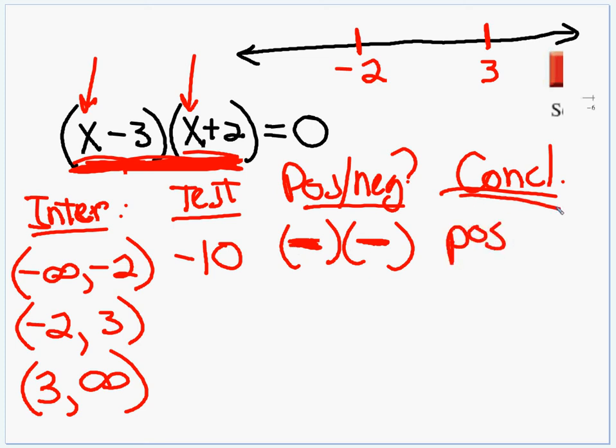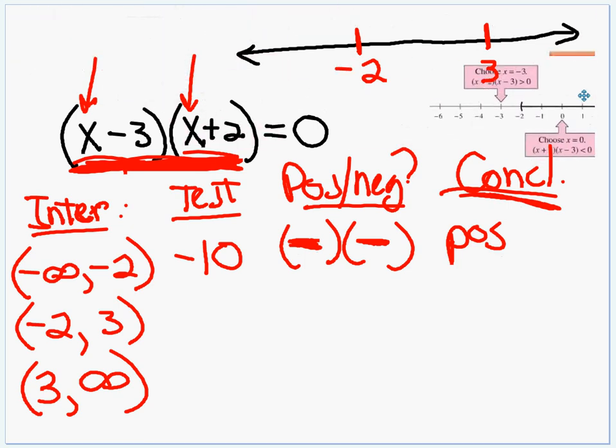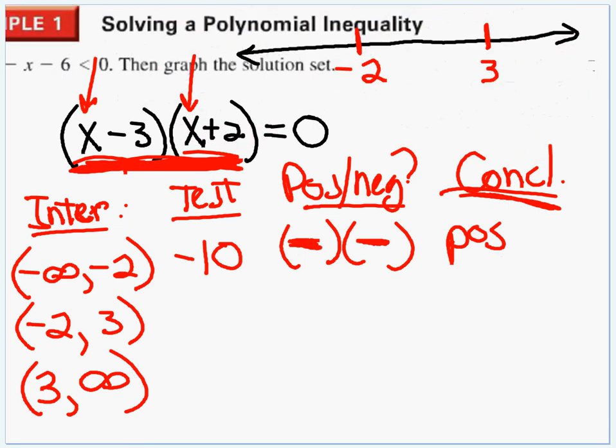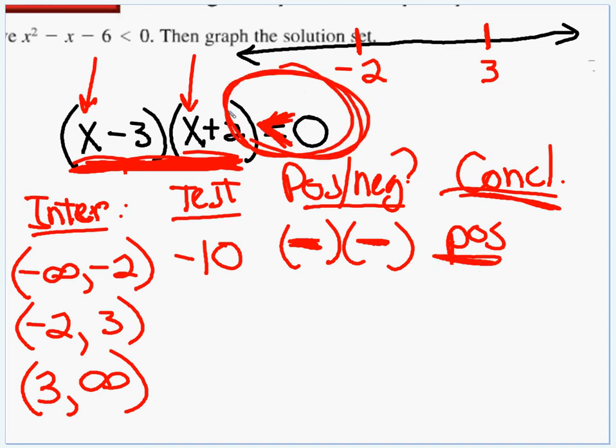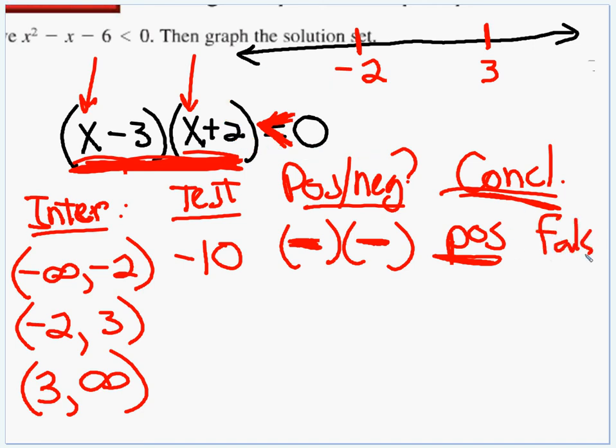And now for the conclusion. I got rid of the original inequality. If I bring that back out here, remember we were looking for less than 0. So I'm going to go here, make this equal sign into a less than. So our conclusion is positive. Are positive numbers less than 0? Well, that would be false. False. So we're not going to color in that part of our number line. This interval from negative infinity to negative 2 will not be colored in.